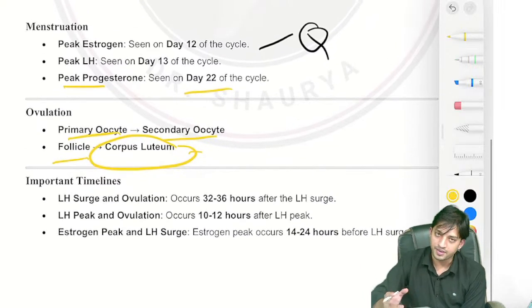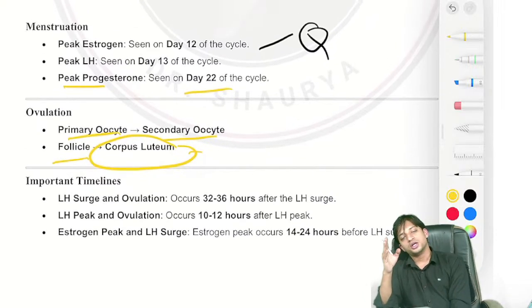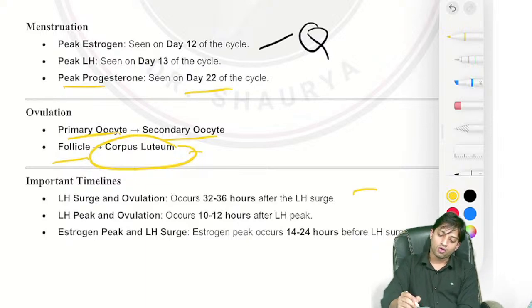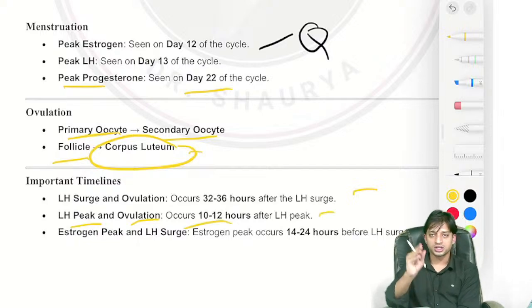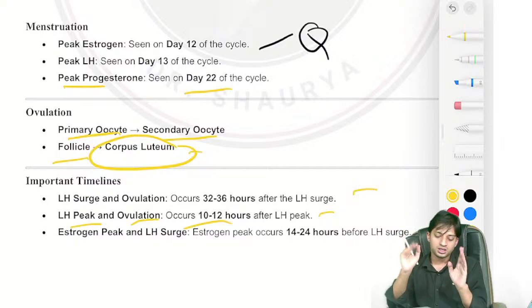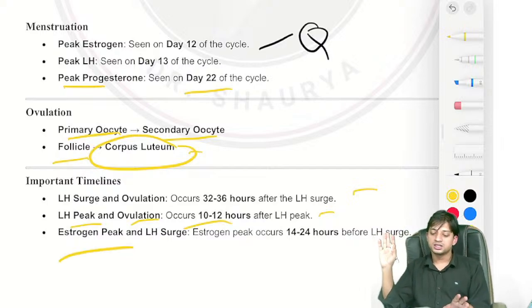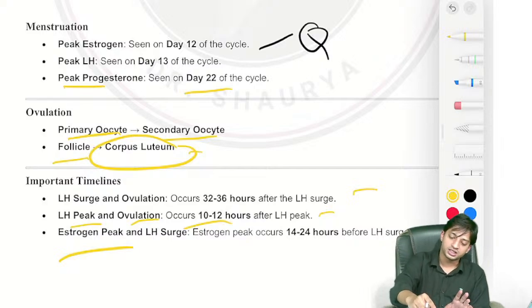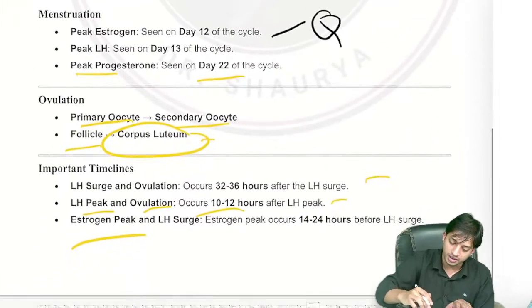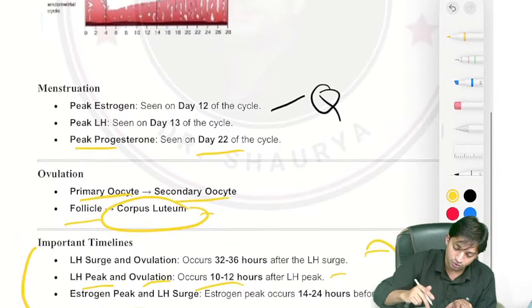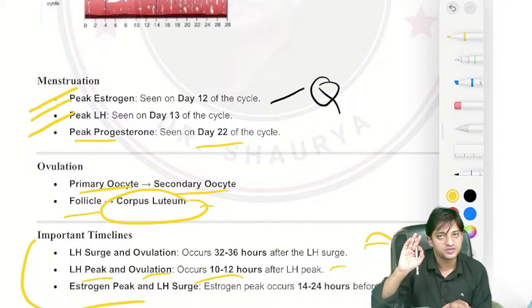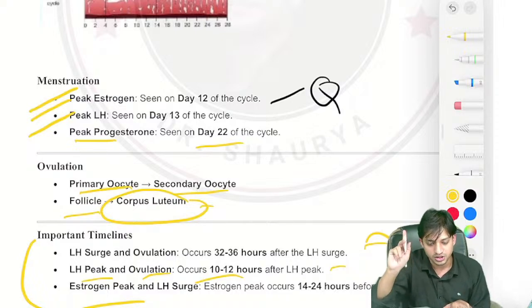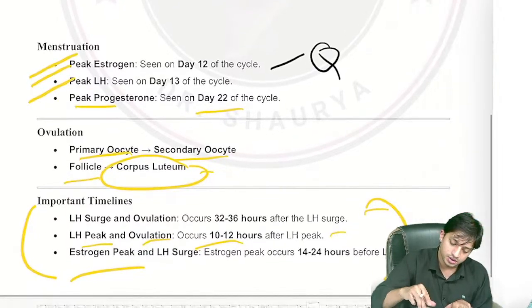Now, important timelines. I have already told you the LH surge will happen 24 to 36 hours before ovulation, right? Between the LH peak and ovulation, the difference is 10 to 12 hours, right? Now the estrogen peak comes 14 to 24 hours before the LH surge. This is not a very important timeline, but from the question point of view, these points are very important. Peak LH, peak estrogen, especially the LH surge, they have asked you many times. Peak LH, when does it happen? Right?